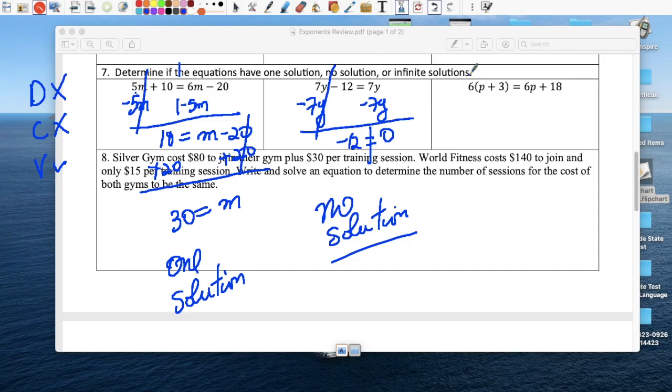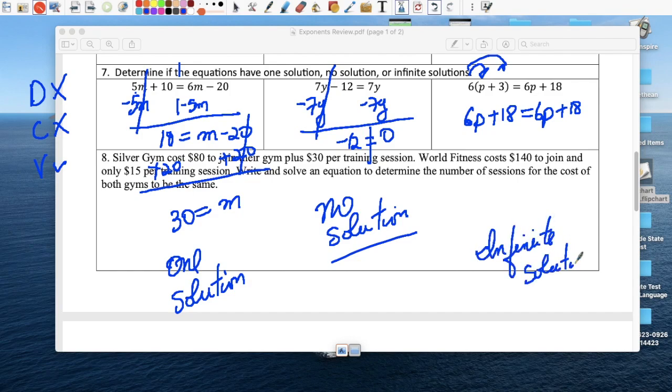Next one. Distributive property, right? First thing you should do. So 6 times p is 6p. Positive 6 times positive 3 is 18. So we get 6p plus 18. And on the right side, we already have 6p plus 18. And notice that these two expressions are exactly the same. So I can already know that it's going to be an infinite solution.